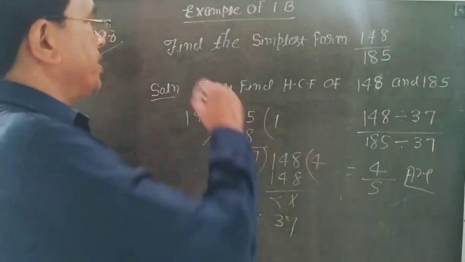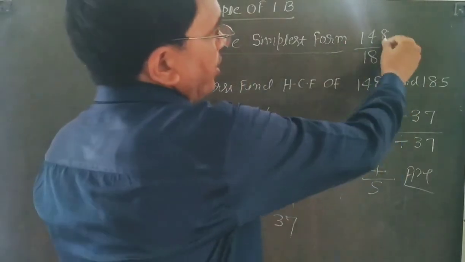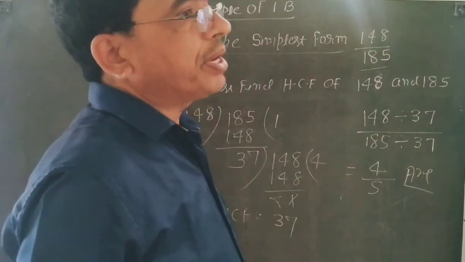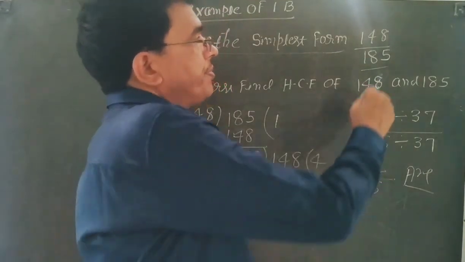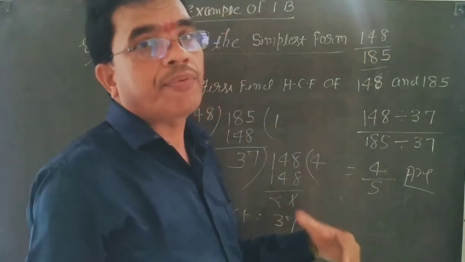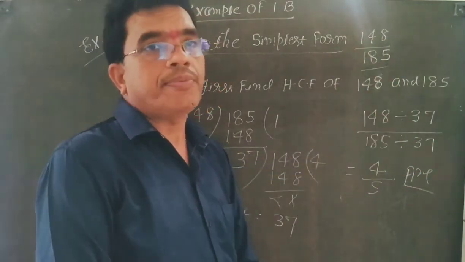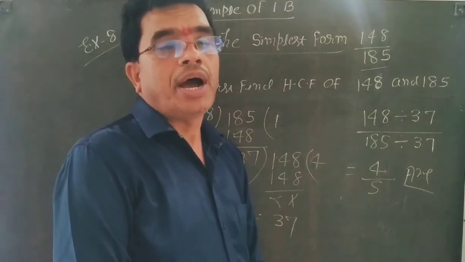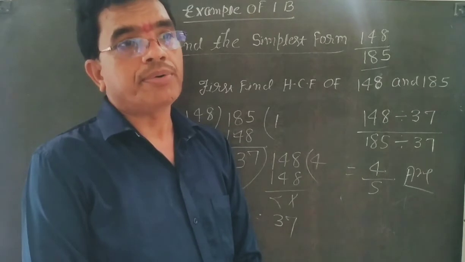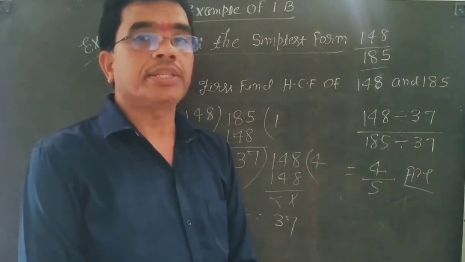Now example 8, that is find the simplest form of 148 by 185. Dear student, for any number, to write the simplest form, you need to know the common divisor of that number. That means 148 and 185 are divisible by the same number, and what is that number? It is a very difficult problem without finding the HCF. So for this type of question, find the simplest form.